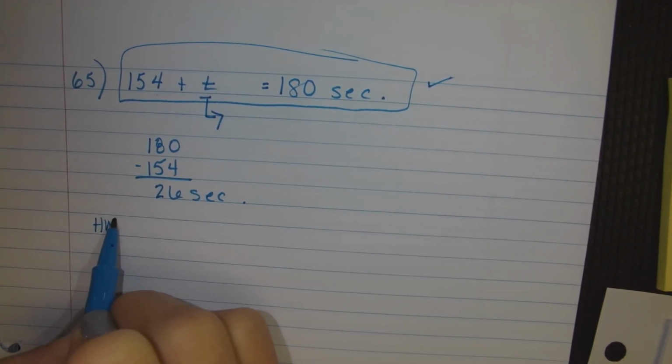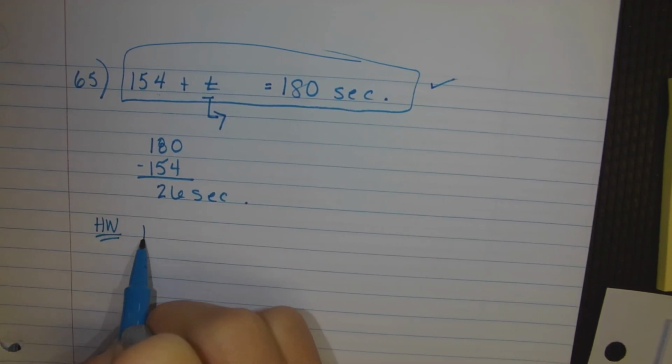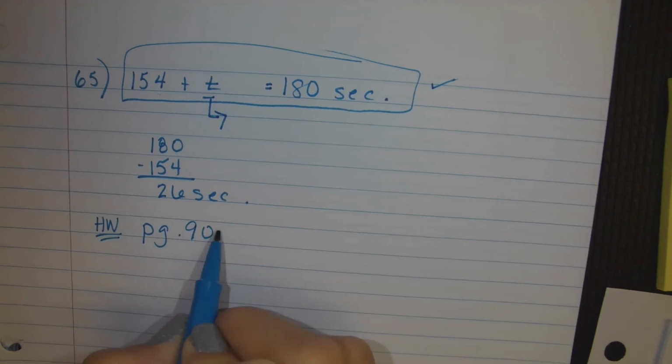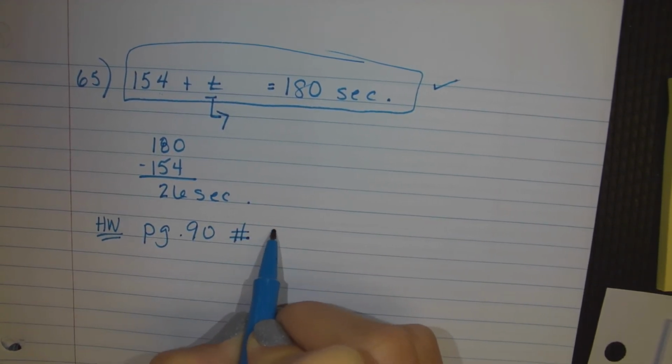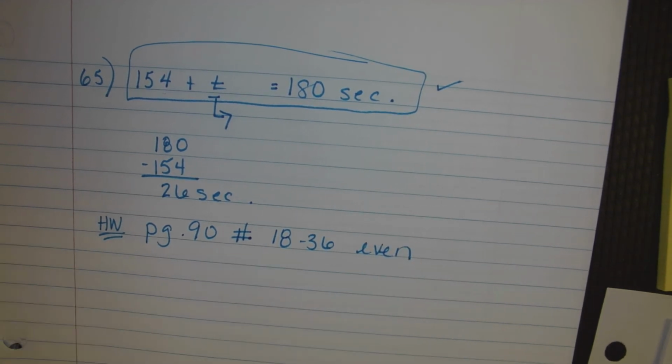All right, probably need to go and give you your homework. This is online. Everything is always online unless I make a mistake. 18 through 36 even. Basically, you are just doing practice, lots of practice.